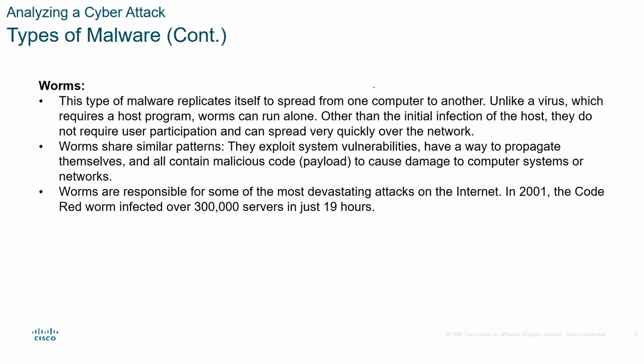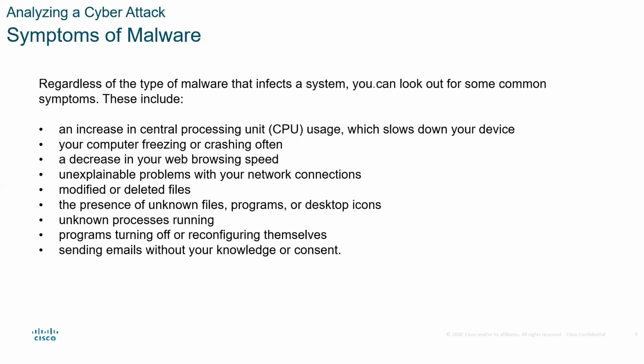Worms share similar patterns. They exploit system vulnerabilities, have a way to propagate themselves, and contain malicious code to cause damage on the computer system or network. Worms are responsible for some of the most devastating attacks we've had on the internet. In 2001, the Code Red worm infected over 300,000 servers in just 19 hours. So that is how fast a worm can spread.